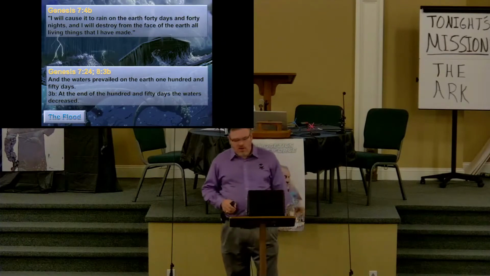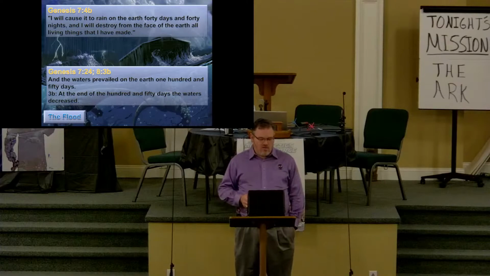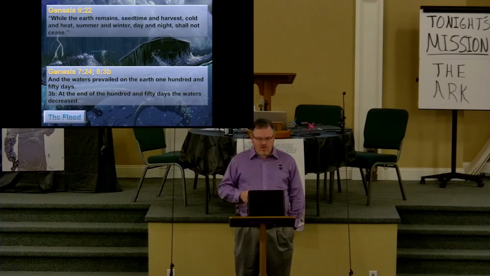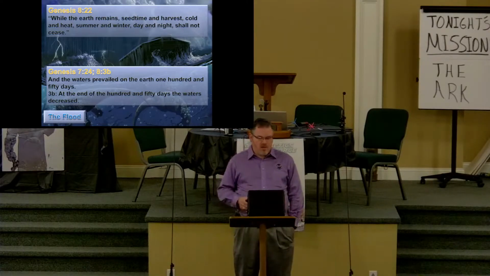The rising waters eventually leveled out and apparently began to decrease on the 150th day, so 5 months from the beginning of the flood. Notice that during this catastrophic period, typical earth processes, seasons, days, night, and so forth, are totally disrupted. And after the flood, God promises in chapter 8, verse 22, that he's not going to allow that to happen on a global scale again. And so the disruption of the seasons as well as day and night would be expected with catastrophic plate tectonics.